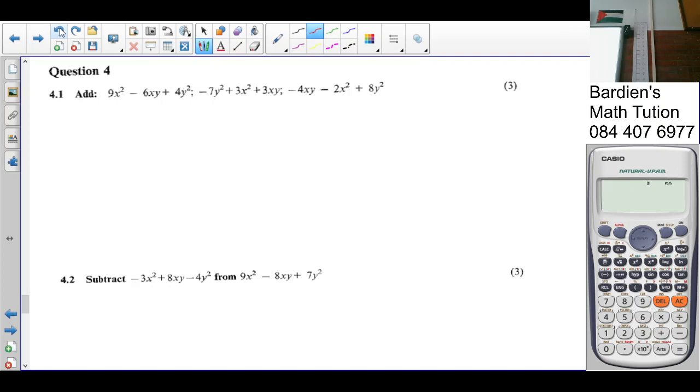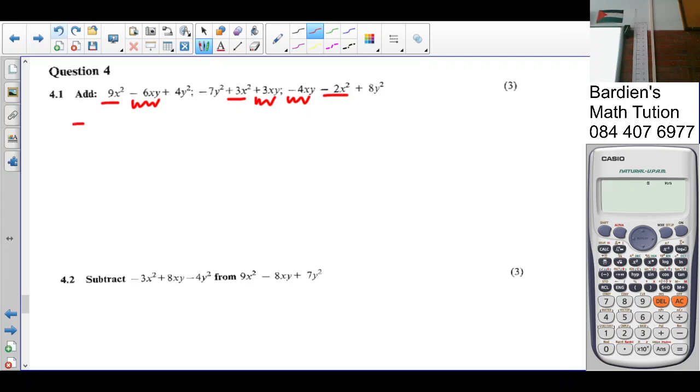Not so? So what is 9x squared is a like term to 3x squared. Not so? Which is also a like term to negative 2x squared. Negative 6xy, 3xy, minus 4xy. Not so? 4y squared, minus 7y squared, and 8y squared. Not so? Let's take the triangles away, because I can't see the stuff under there. Okay, but I know those are like terms.